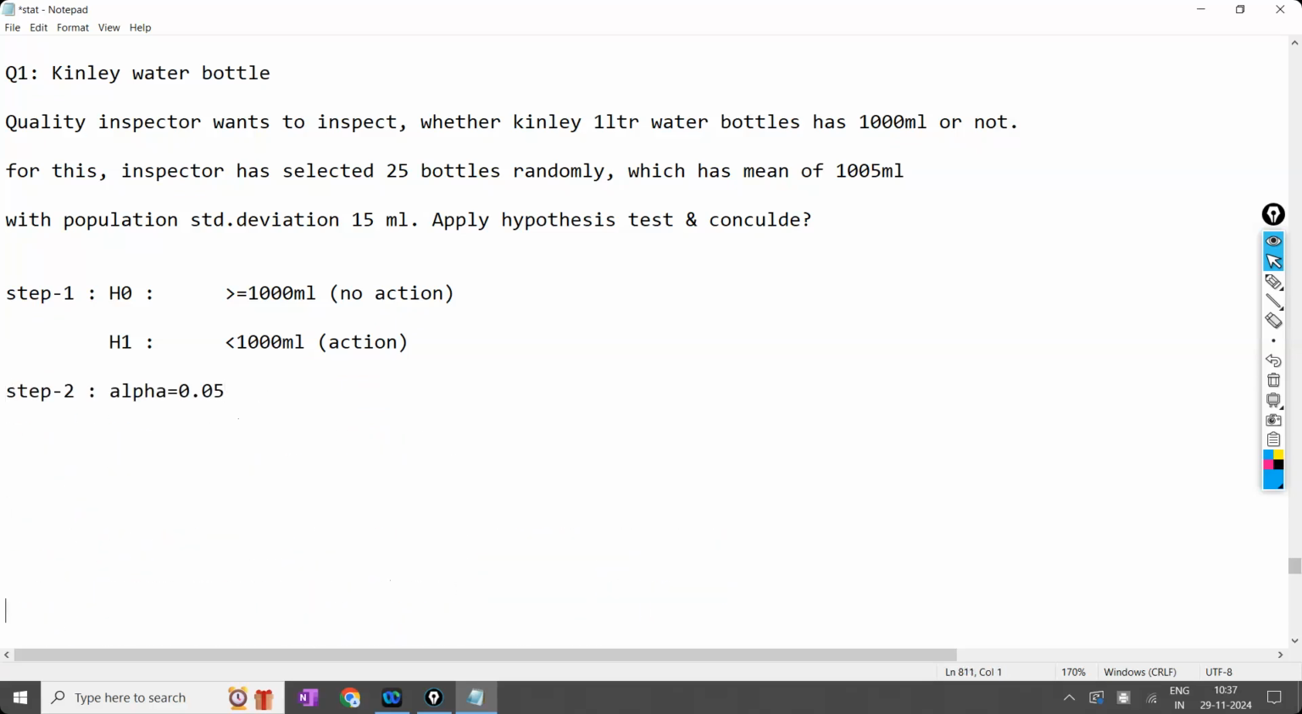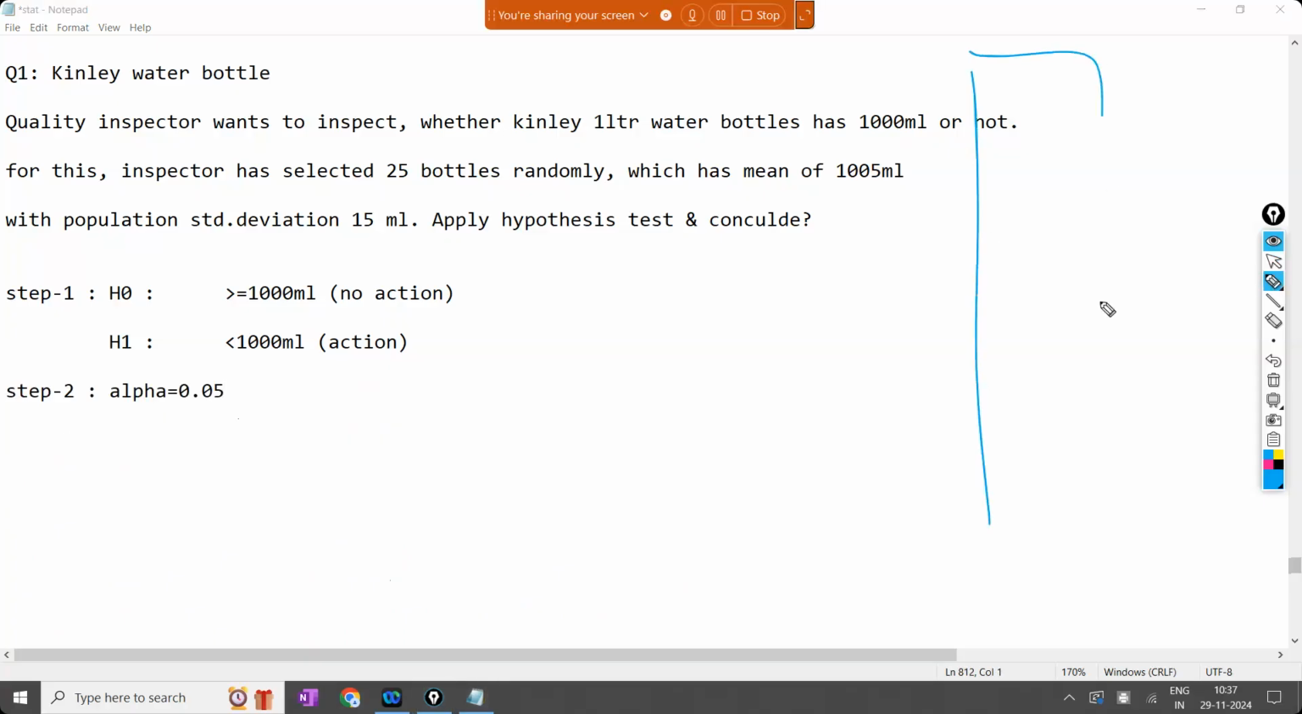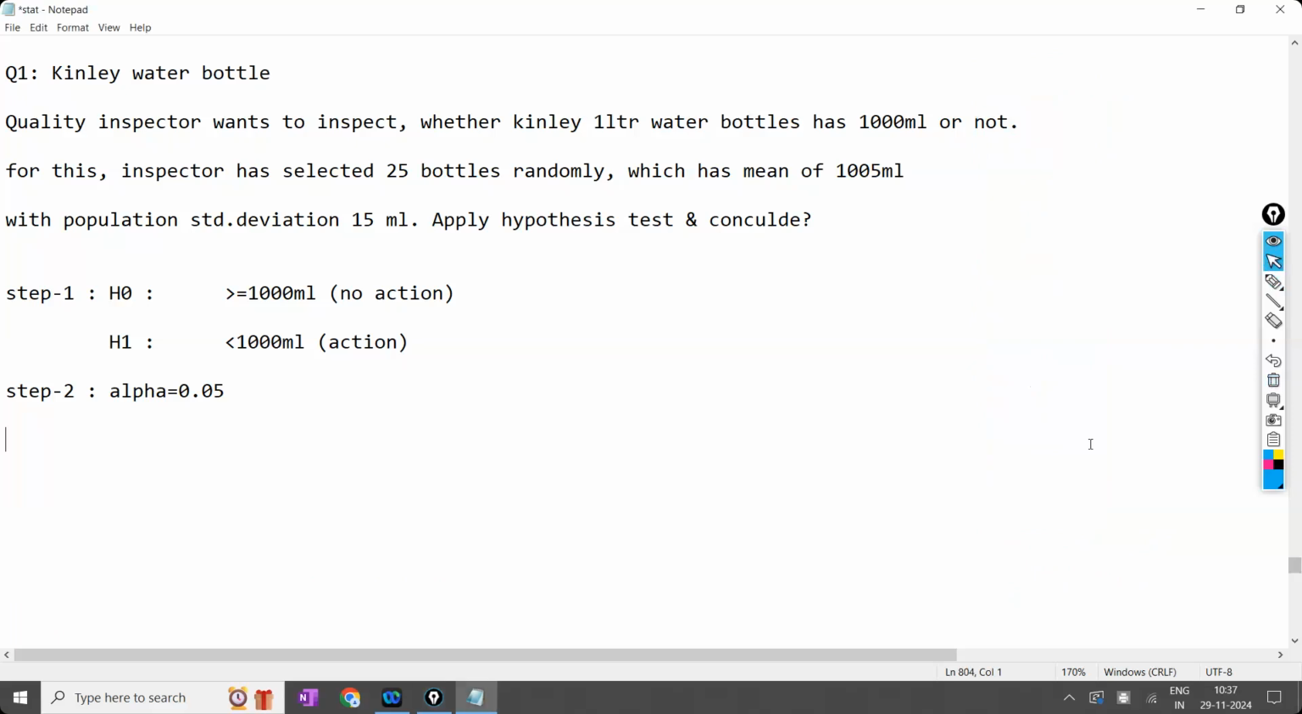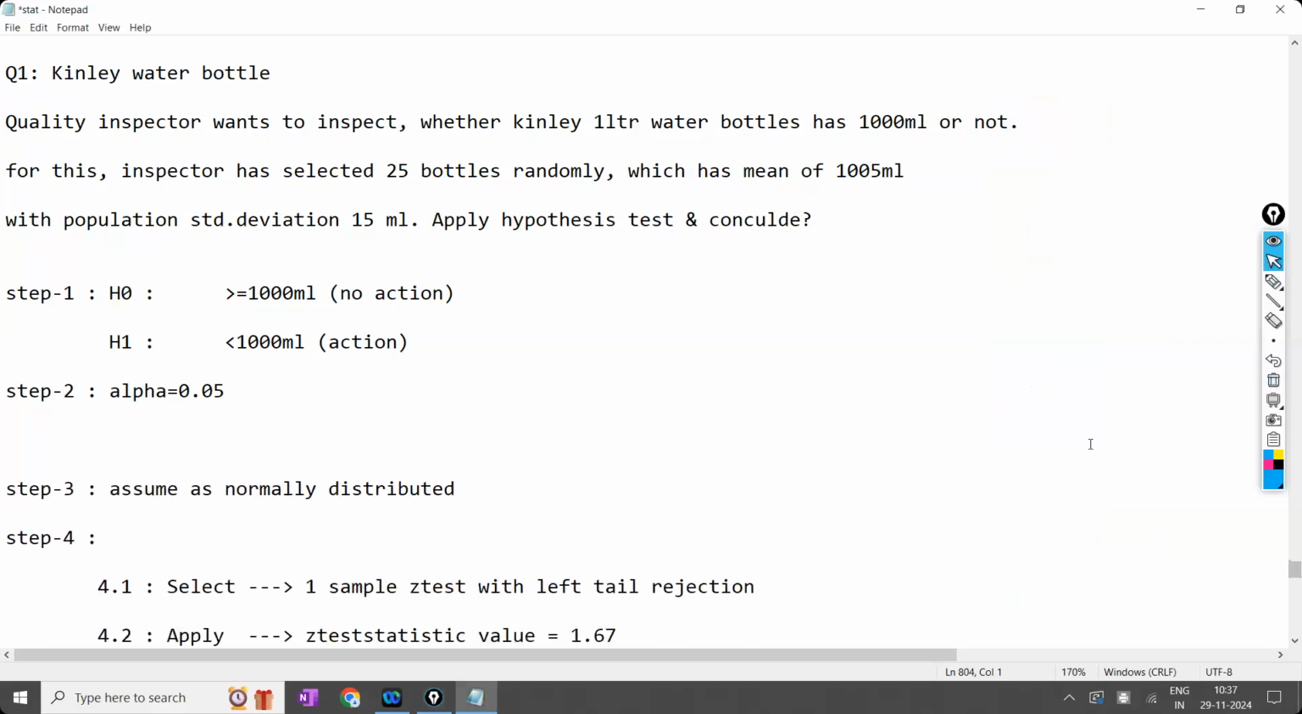Now what is the third step? Check whether the data is normally distributed or not. Here, where is the data? They only took the 25 samples. They have only written the numbers, and they are only saying the average value is 1005, but they have not given the data to us. If the data was given to us, we'd apply the histogram or the skewness formula and calculate. But they have not given the data. When they have not given the data, by default we assume the data is normally distributed.